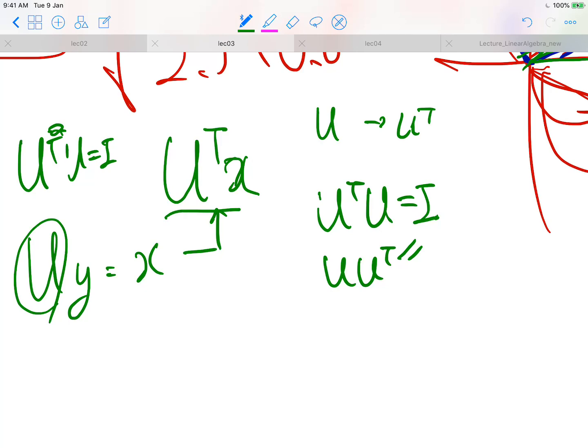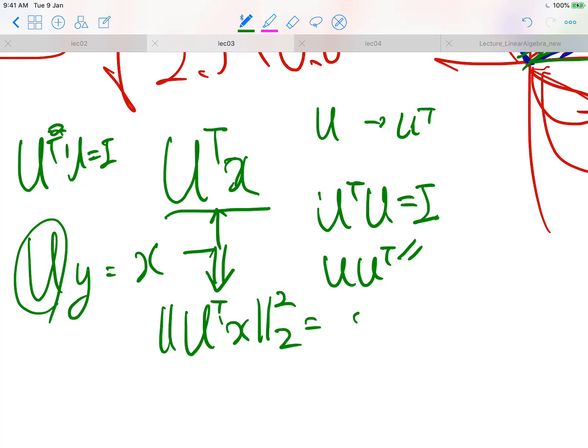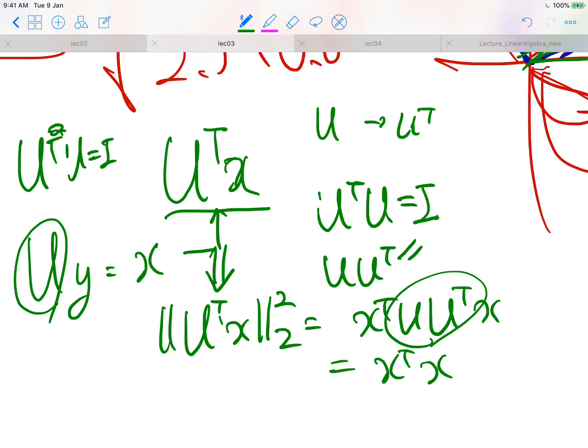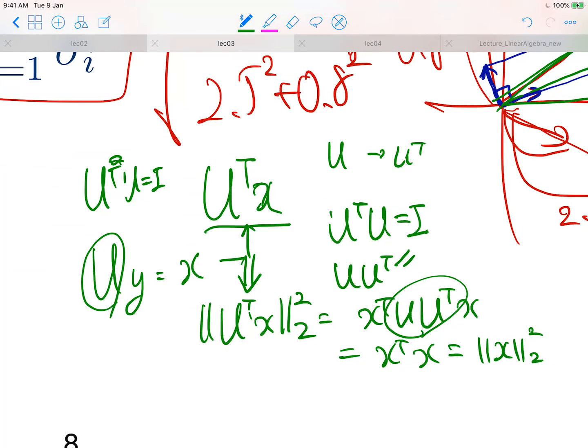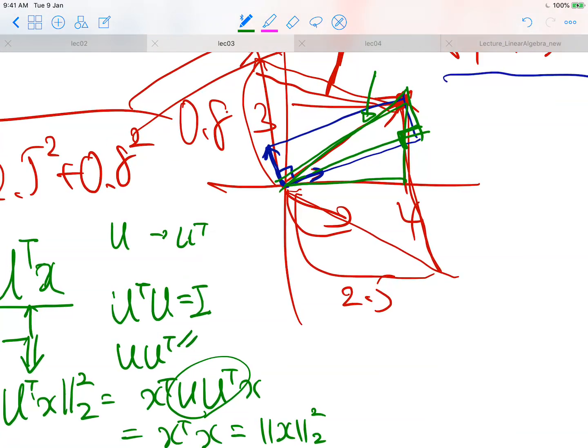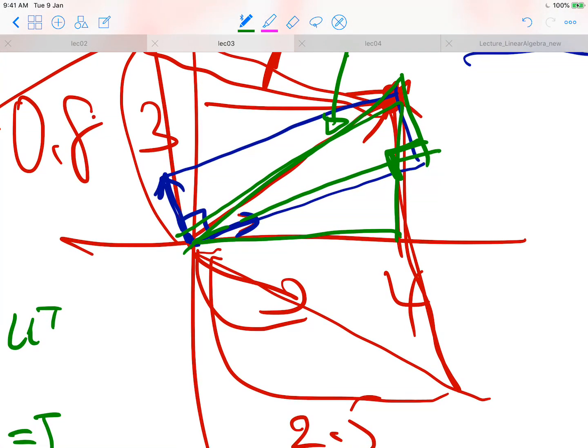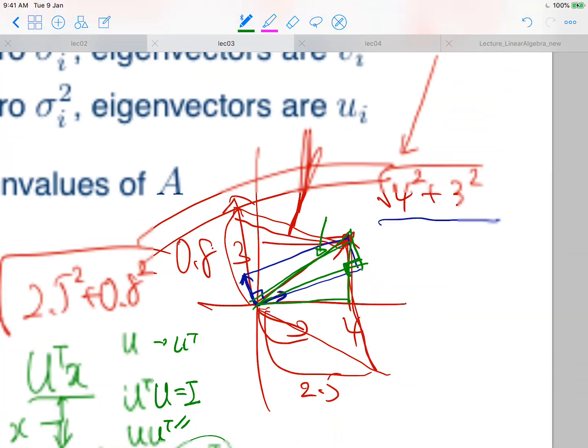So in this case, what is the norm of these? Yeah, so X transpose U transpose U X, and then this should be identity, and so we don't change the two norm of the original input vector x, right? So I just explained it in this geometric kind of sense, right? Okay.